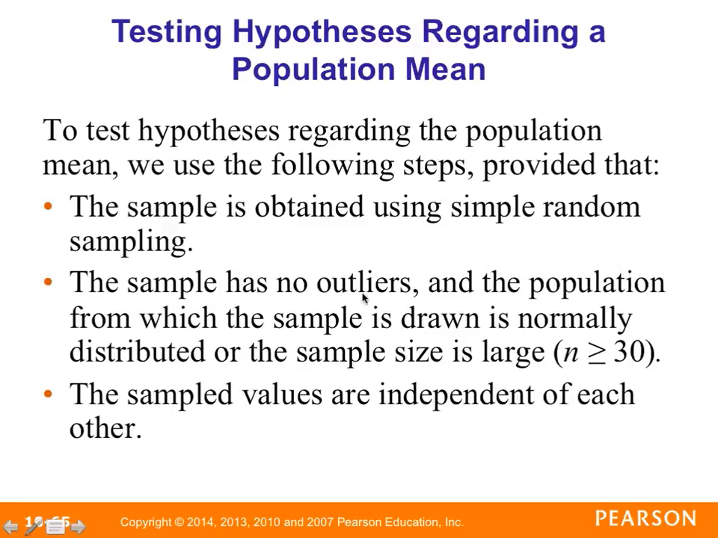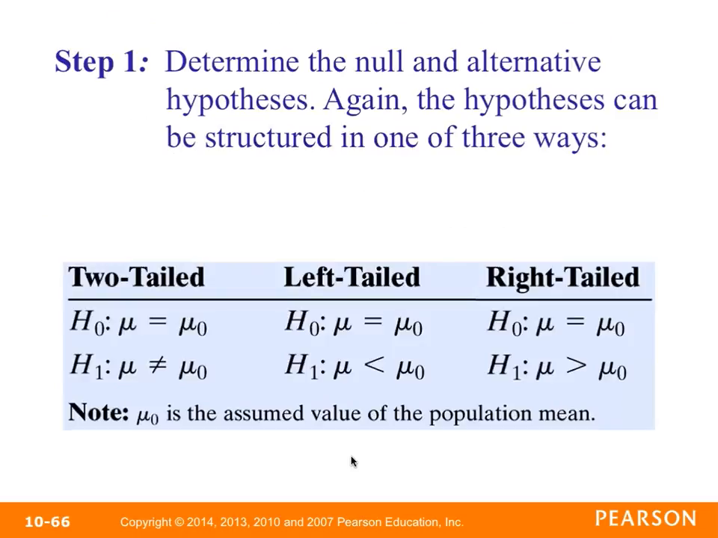And then one of two things has to be true. It can either have no outliers and the population comes from a sample which is already normally distributed, or the sample size has to be large. So the population can already be normally distributed and small, or the sample size can be large, one of the two. And then the sampled values are independent of one another. So again, the sample size should be less than 5% of your population. It doesn't need to be small, but it needs to be less than 5%.